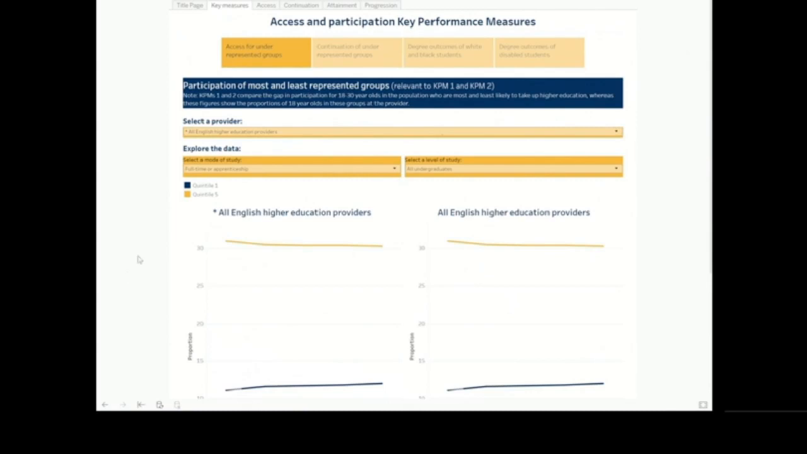The yellow boxes at the top allow the user to navigate sections highlighting access for students from underrepresented areas, gaps in continuation rates for students from underrepresented areas, gaps in degree outcomes between white and black students, and gaps in degree outcomes between disabled and non-disabled students.